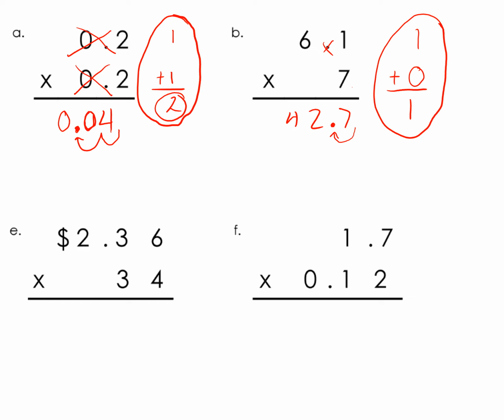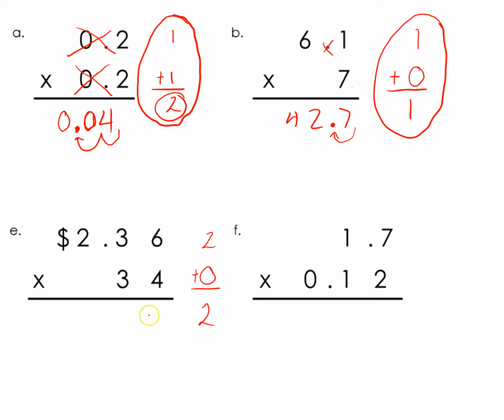Now it's money, but that doesn't change anything. I still look how many numbers are behind the decimal. Here's the decimal. There's 2 numbers behind the decimal here. There's a hidden decimal back here, but there are no numbers behind it, so 0. So when I get my final answer, I'm going to move my decimal over twice to the left. So now I multiply like it's 236 times 34. So I multiply the 4 times each number.